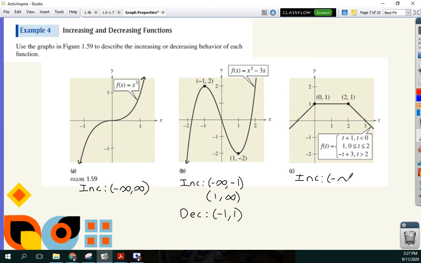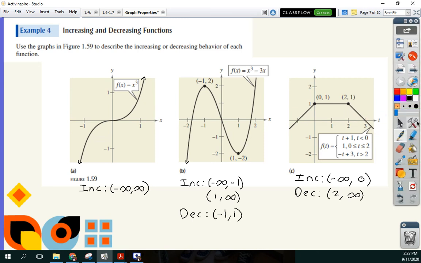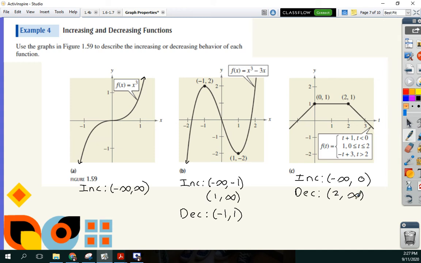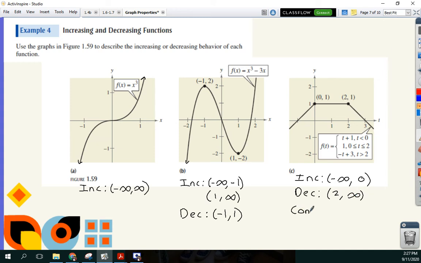So notice here, I am increasing from negative infinity all the way until we get to 0. We're going to be decreasing from 2 to infinity. Again, remember that I'm talking about x values. So even though this is going down, I'm talking about my x getting bigger and bigger and bigger, which is why I use a positive infinity, not a negative infinity. And then it is constant in between those two, so 0 to 2. And that's how we would want to label any of our graphs when we're trying to say if something's increasing, decreasing, or constant.